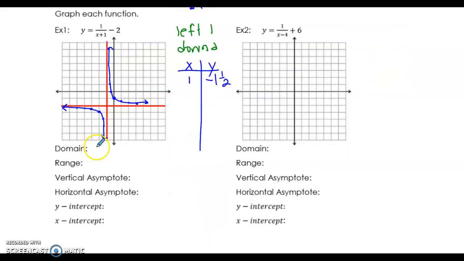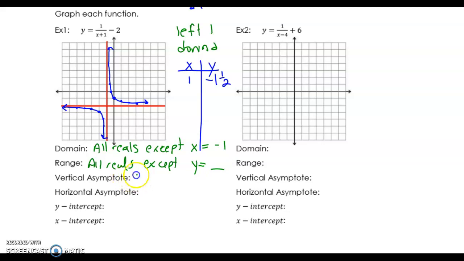All right, so then the domain. So again, the only value that's not going to work is where that asymptote was. So all reals except x equals negative 1. Range, so what can y be? All reals except, why don't you guys fill in the blank? What should y be? Or what can't y be, I should say.